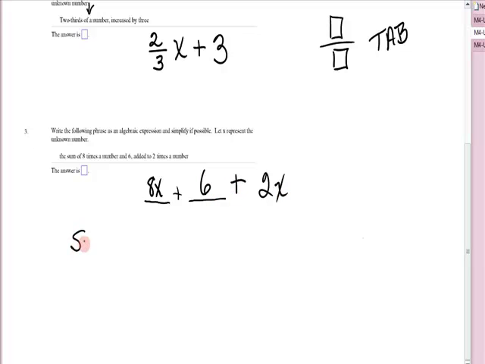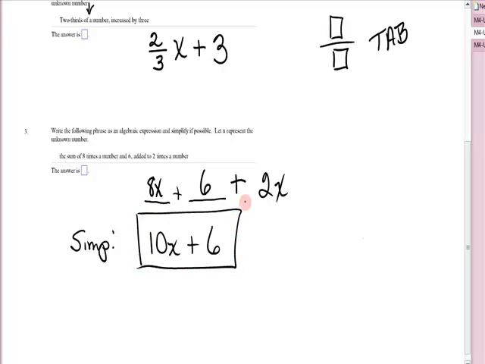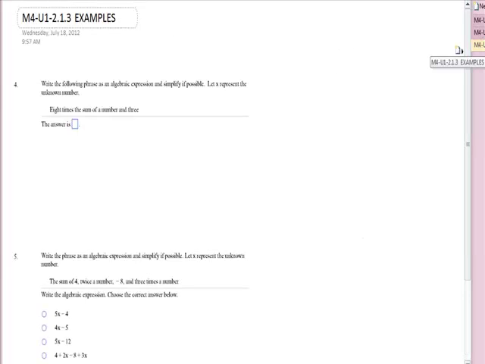Now it says that I should simplify. Well, I have like terms. I have 8x and 2x for 10x plus 6. So first I translate, then if I can use my rules for simplifying, I do. Let's look at a few more. Number 4. Write this phrase as an algebraic expression and simplify if possible. It says 8 times the sum of a number and 3.